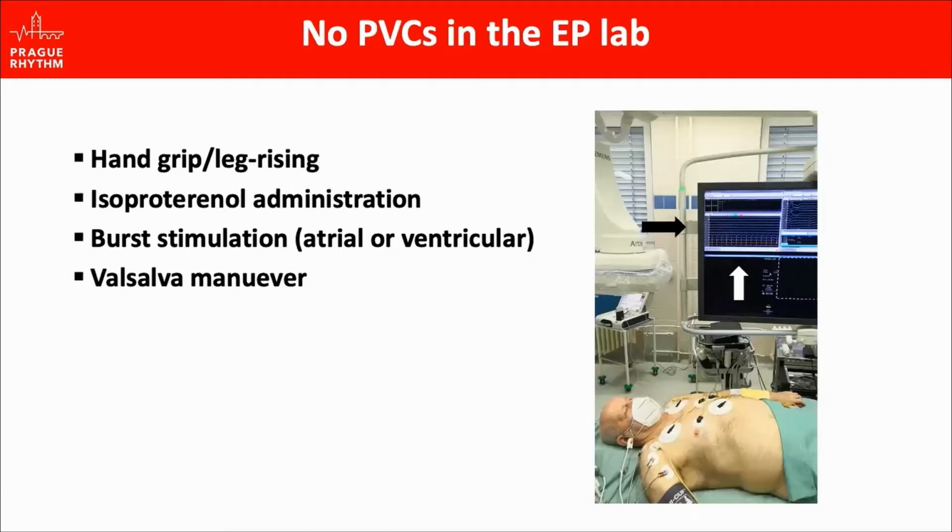The success of catheter ablation for the PVCs is also dependent on the presence of the PVCs during the ablation. If we don't have spontaneous PVCs during the procedure in the EP lab, we can try some maneuvers, and indeed hand grip or isoproterenol administration may be helpful. You may also try a burst stimulation, either atrial or ventricular.